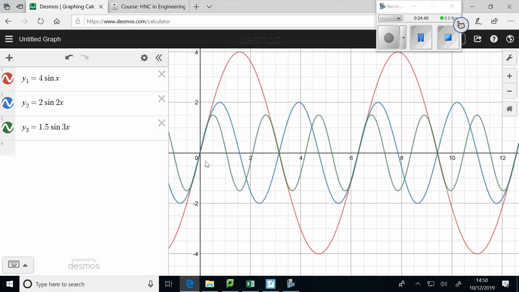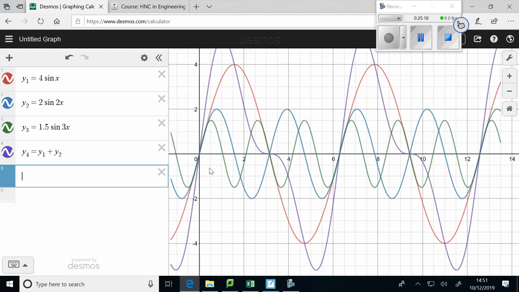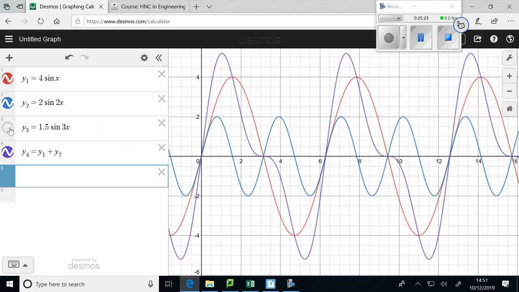So can you see now that the green waveform is doing 1, 2, 3 cycles in the same time as the fundamental is doing 1? Yeah, so it's got 3 times the frequency. The amplitudes are all different. They don't have to be. And then we can show the complex of the first two like this. So y4 is equal to y1 plus y2. And on this graphing software, I can turn these ones off if I want to, because the red one's the fundamental, the blue one is the second harmonic, and the purple one is the combination of the two.